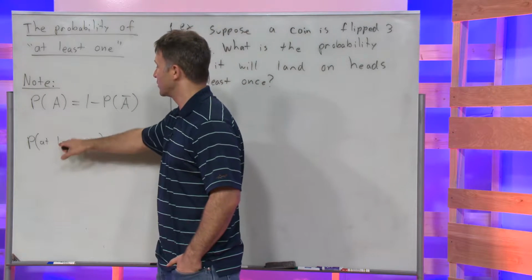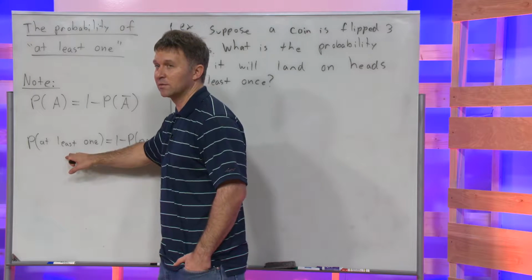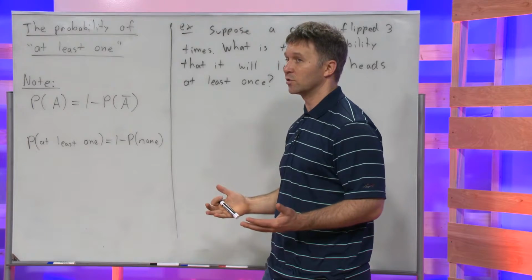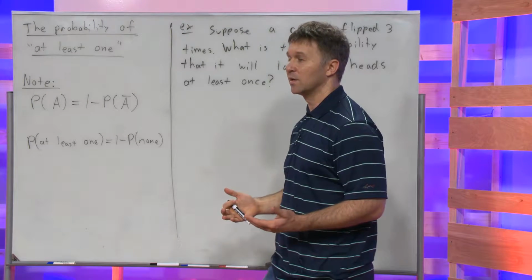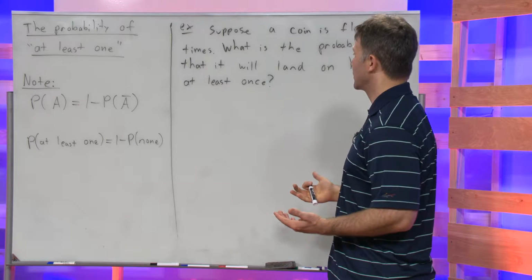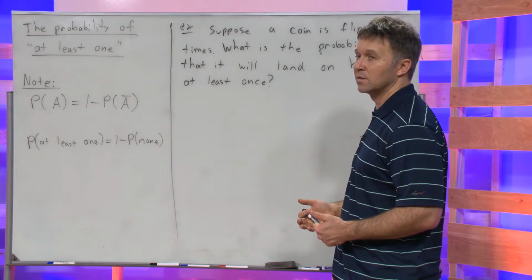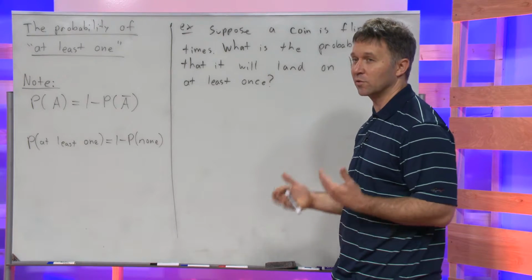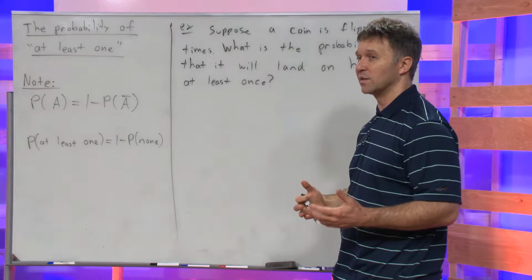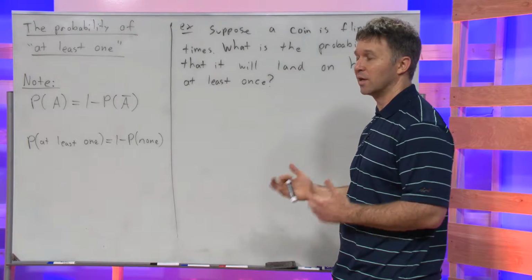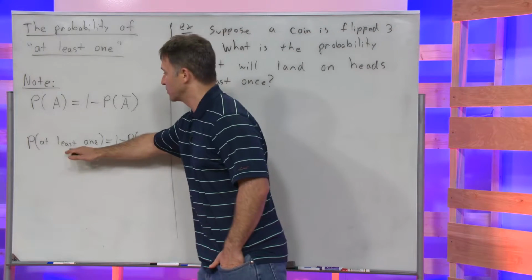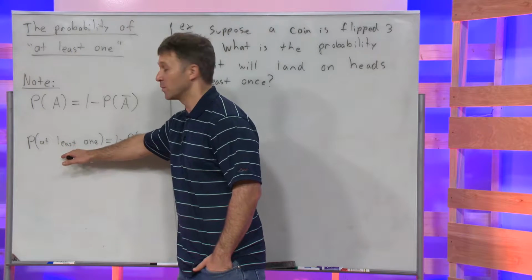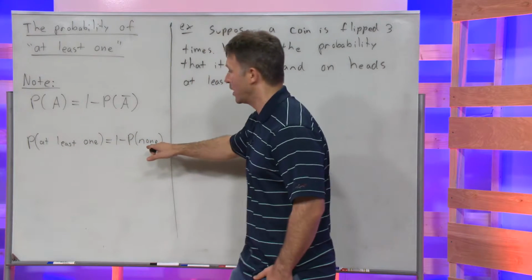If A is the event of the phrase "at least one," then A complement would be "none." For example, if you're flipping a coin 3 times and talking about the probability of it landing on heads at least once, either it's going to land on heads at least once, either once or twice or 3 times, or none at all. Those two things are complements. In other words, the phrase "at least one" is the complement of "none." We're going to use this equation to solve this particular problem. So again, this is very important to remember: P of at least one is 1 minus P of none.